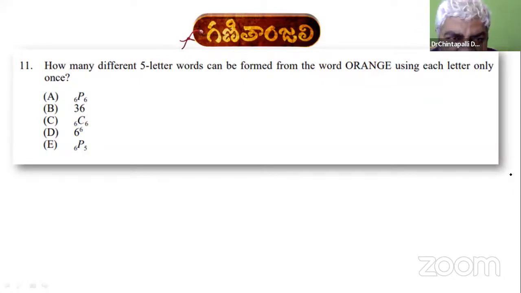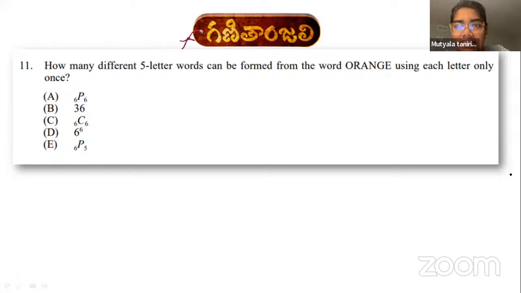See, answer this question. How many different 5-letter words can be formed from the word orange using each letter only once? So we think about selecting 5 letters out of how many letters? 6, sir. 6 things are given. 5 things are selected from 6. 6C5, no, sir. That's it.